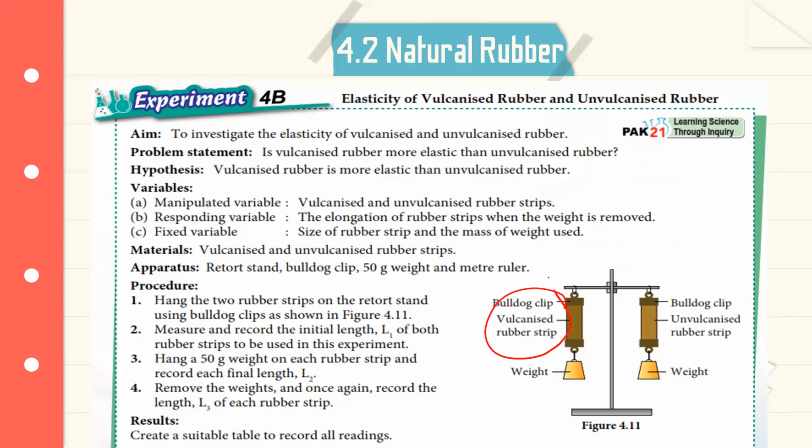I've got a vulcanized rubber and an unvulcanized rubber. I take both rubbers and put a weight on them, and I put a bulldog clip to hold them. Like elastic, I pull both of them down and then let go. Which one will go back to its original position and which one won't? You tell me. Vulcanized will go back to original. Very good. Vulcanized will go back. Unvulcanized will not really go back.